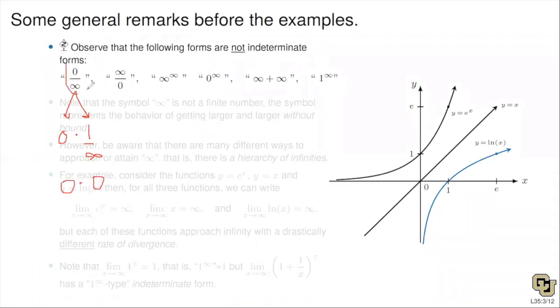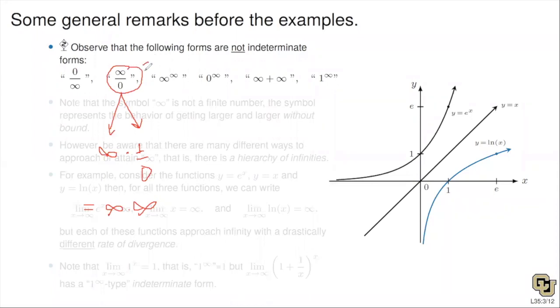And 0 over infinity here is not indeterminate. It just equals 0. So if you're doing a limit and you get 0 over infinity, that just equals 0. Similarly here, infinity over 0. Again, I think the best way to think about this is as infinity times 1 over 0. And 1 over 0 in a limit is some type of infinity, plus or minus. So here, this is actually infinity times infinity. So infinity over 0 is not indeterminate.